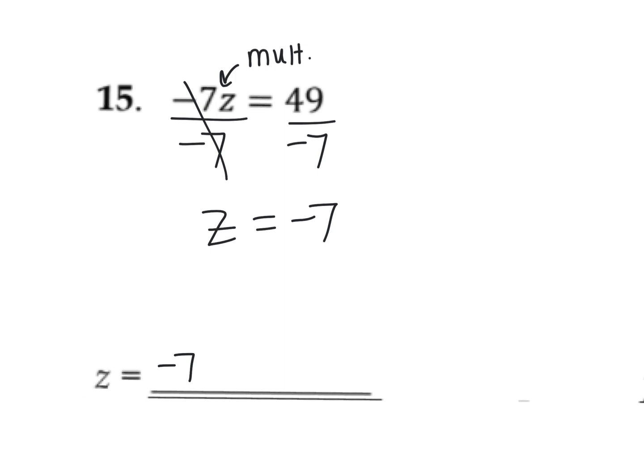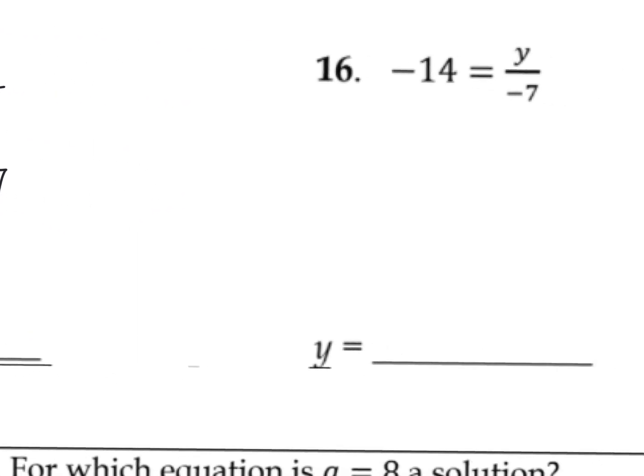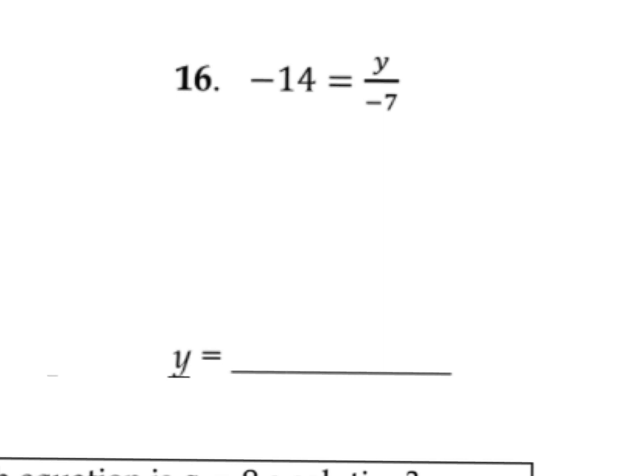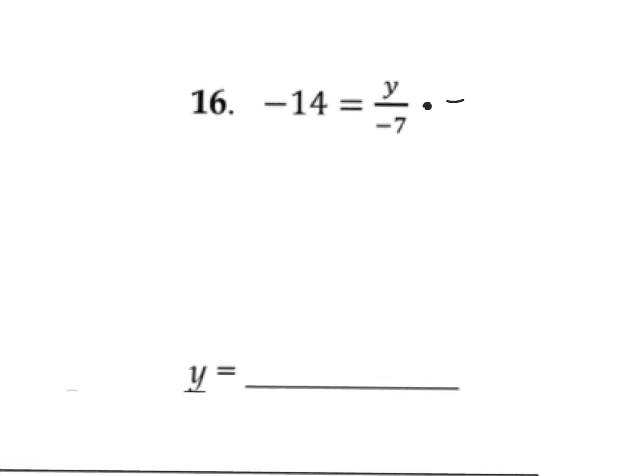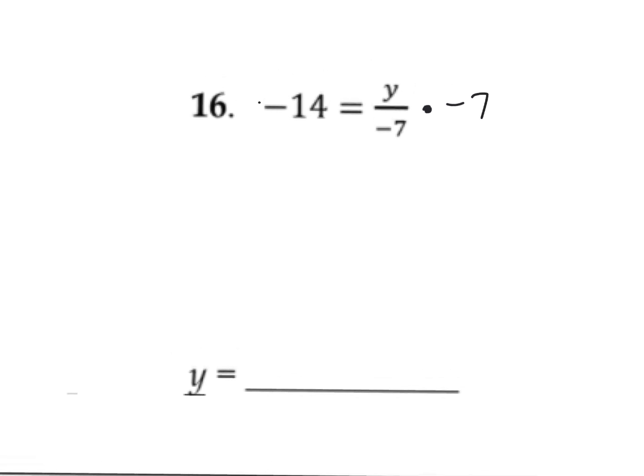And on to our last problem in the notes. I have, for number 16, negative 14 equals y divided by negative 7. The y is being divided by negative 7, so I'm going to do the opposite and multiply both sides by negative 7. So on the right, I just have the y, and then on the left, negative 7 times negative 14. And you get positive 98.